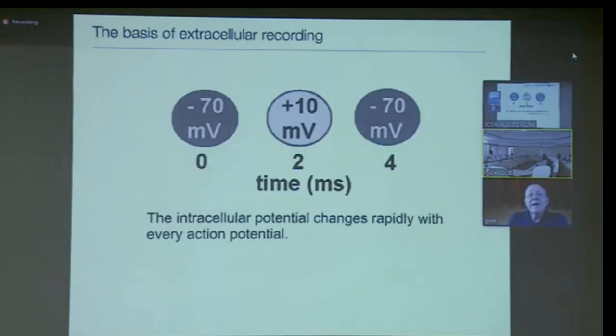Just briefly, where does this measurement come from? Remember, what happens is that the intracellular potential changes rapidly with every single action potential. So if we get the fancy stuff inside the cell, we see a change from minus 70 to nearly plus 10 millivolts, and very briefly thereafter, a turn back to minus 70 millivolts for a ganglion cell. So it changes rapidly with every action potential.